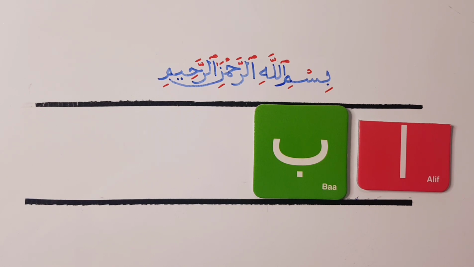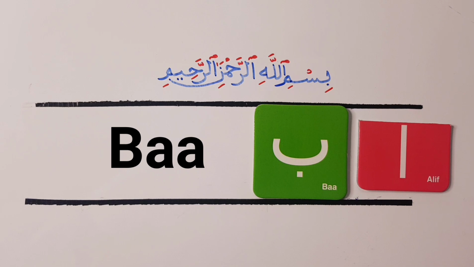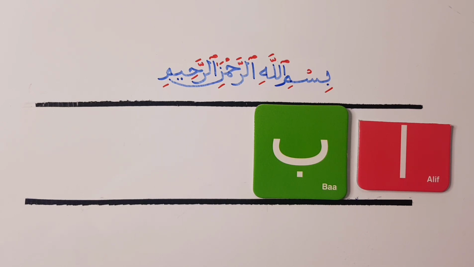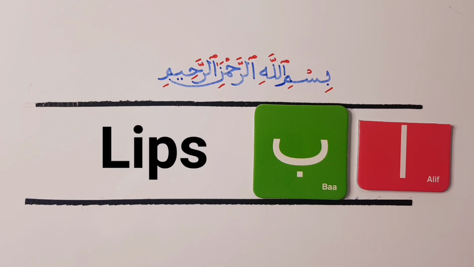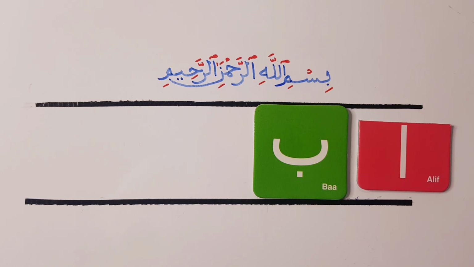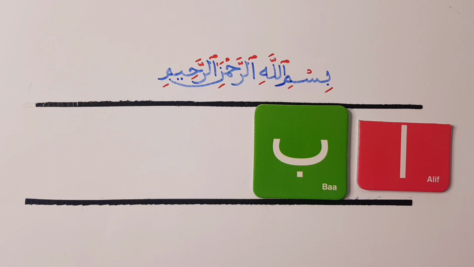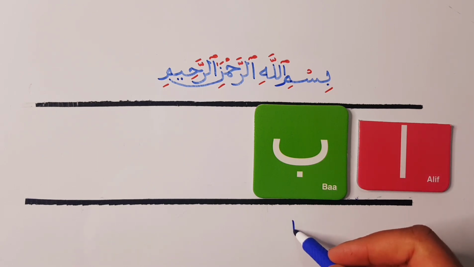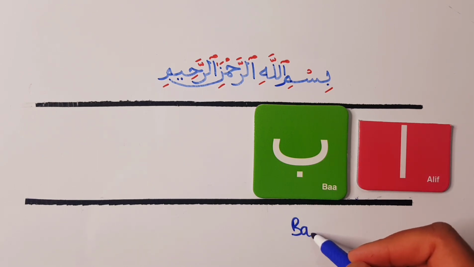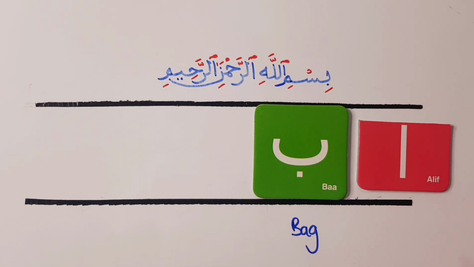Ba. Ba. Ba. And ba comes from the 2 lips closing together. And once you release, it makes the sound ba, ba. And this is exactly the same sound that you get when you say this word: bag.